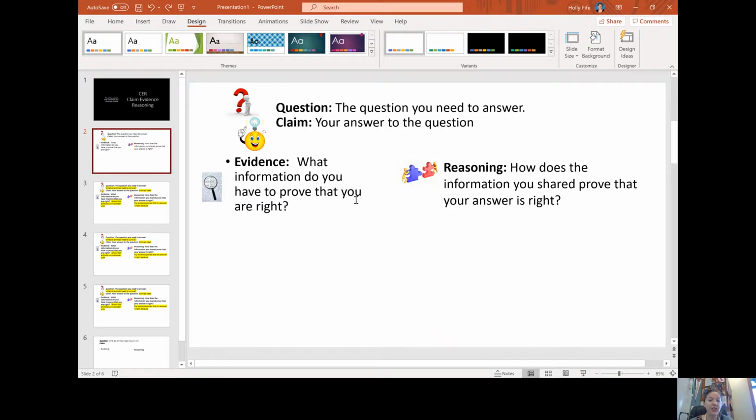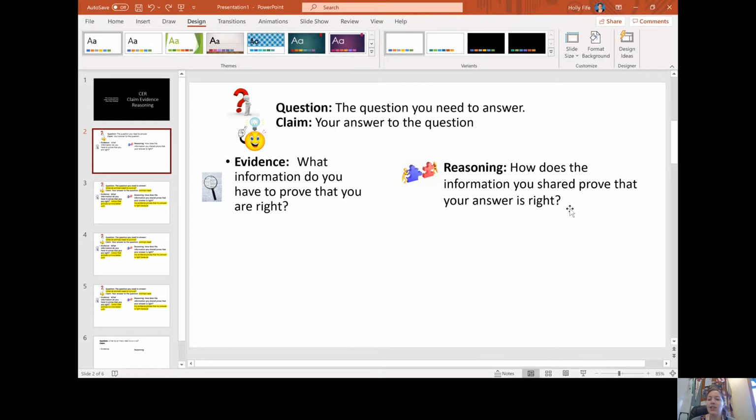Evidence is what information do you have that proves you're right, because you don't want to be wrong. You don't want to purposely go out of your way to get an incorrect answer. So when I say, oh, show your evidence, it's the same as in reading or in math. You have to find those things that prove that you are right, because you want to be right. So that's why there's a little magnifying glass and it's looking for evidence.